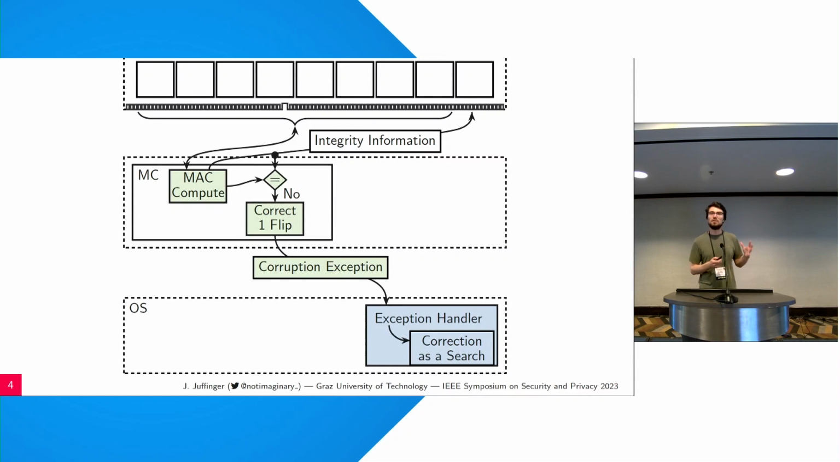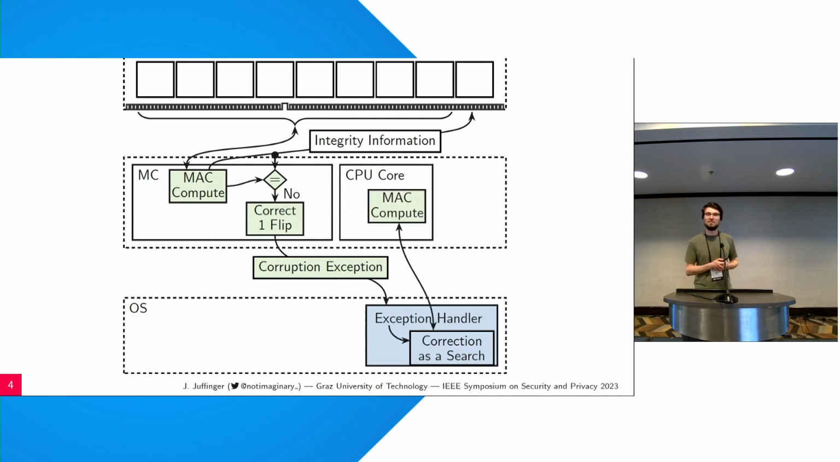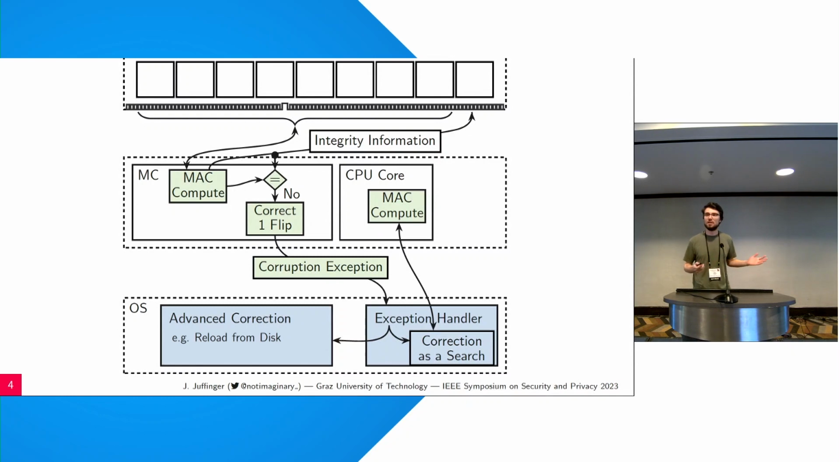Another big advantage of a software correction is, the correction as a search uses a new CPU instruction to compute the MAC of the data. So we do this completely in hardware with a key that's not known to the software. But another thing that the software can do, it can do advanced correction because it has knowledge about the data that is corrupted. For example, data that is disk-backed, we can just reload it from the disk. We don't have to do any correction.